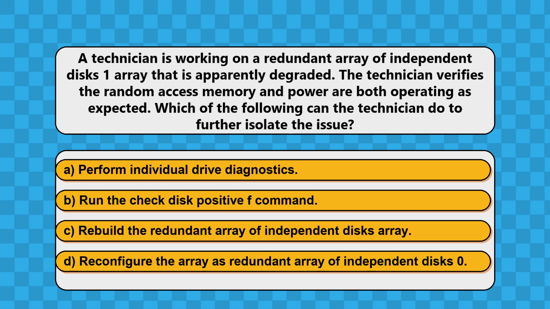Option A, perform individual drive diagnostics. Option B, run the check disk positive F command. Option C, rebuild the redundant array of independent disks array. Option D, reconfigure the array as redundant array of independent disks 0. The correct answer is option A, perform individual drive diagnostics.